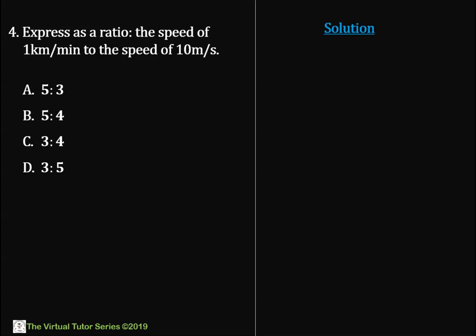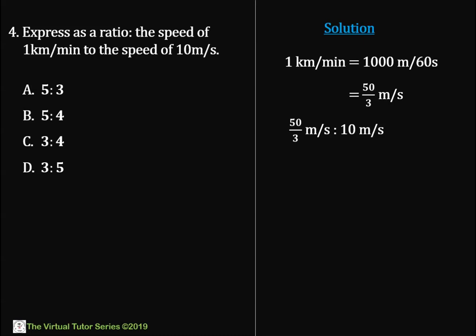1 kilometer is equivalent to 1,000 meters, and 1 minute is equivalent to 60 seconds. So we have 1 kilometer per minute is equal to 1,000 meters per 60 seconds. 20 into 1,000 is 50, and 20 into 60 is 3. So we have 50/3 meters per second. So our ratio now becomes 50/3 meters per second is to 10 meters per second.